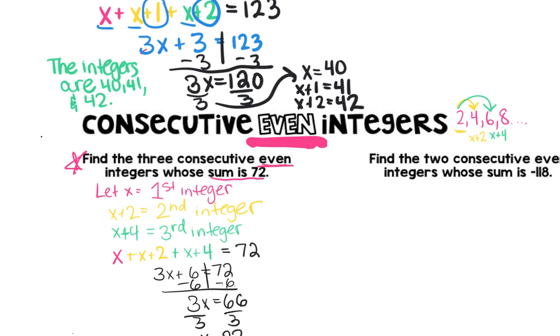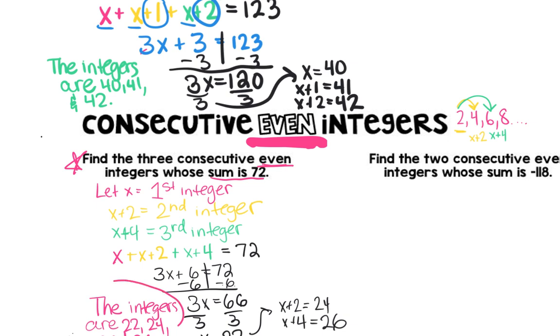We do have to go back and look at our let statements here. We've just found the first integer. We need to find the next two. So x plus 2 is going to be 24, and x plus 4 is going to be 26. For my sentence, the integers are 22, 24, and 26.